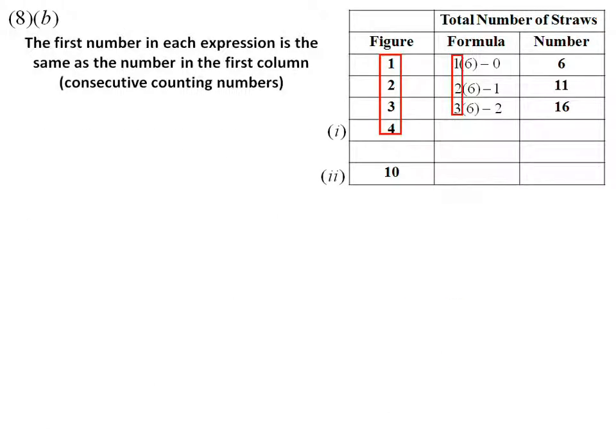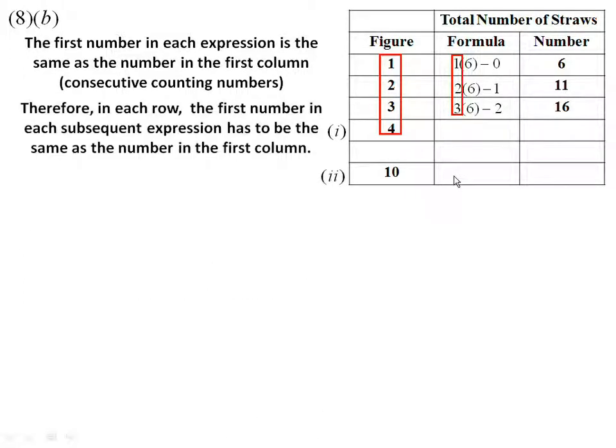We need to complete the table for the rows that are indicated right there, Roman 1 and Roman 2. And we are making use of patterns that we find in that table. The first number in each expression is the same as the number in the first column. So notice that we have a formula here, and in the first column the numbers are the same. Therefore, we'll imagine that we'll have a 4 and a 10 there.